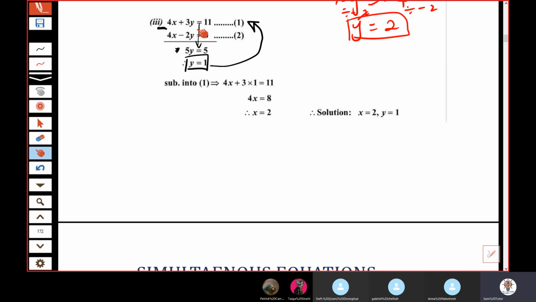Y is equal to 1. So what are you going to substitute back in here for y? 1. So it'll look like this. 4x plus 3 times 1 equals 11. Instead of the y, it's a 1. And then 4x plus 3 equals 11. We subtract the 3. You get 4x equals 8. And then what do we do here to solve the one last time? Divide by 4. X equals 2.